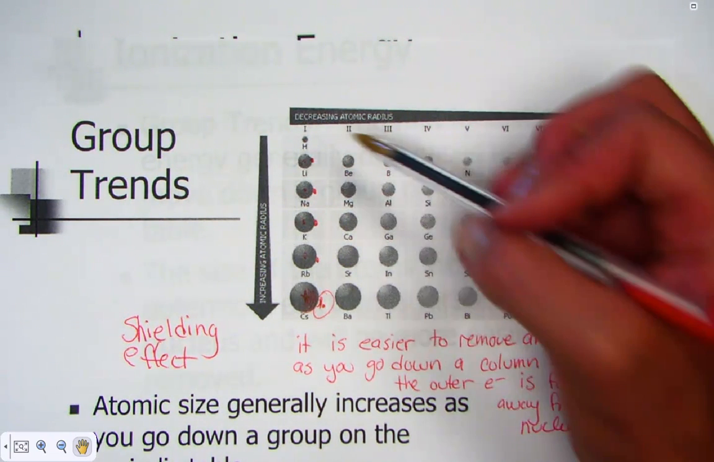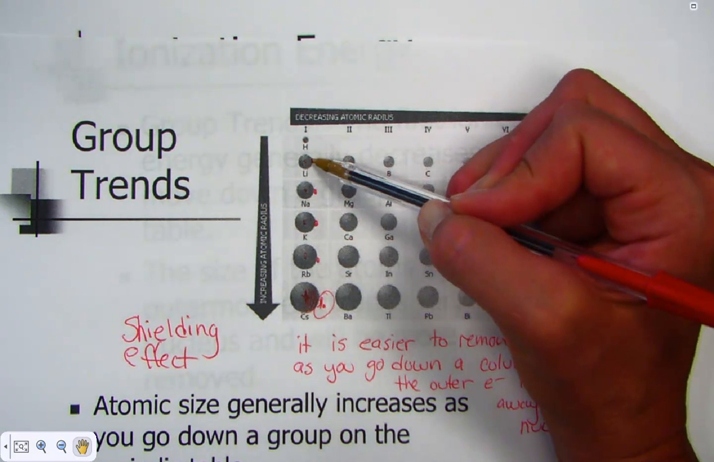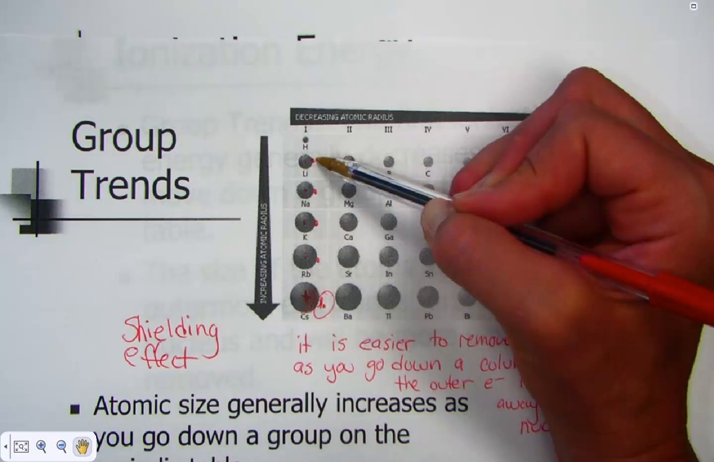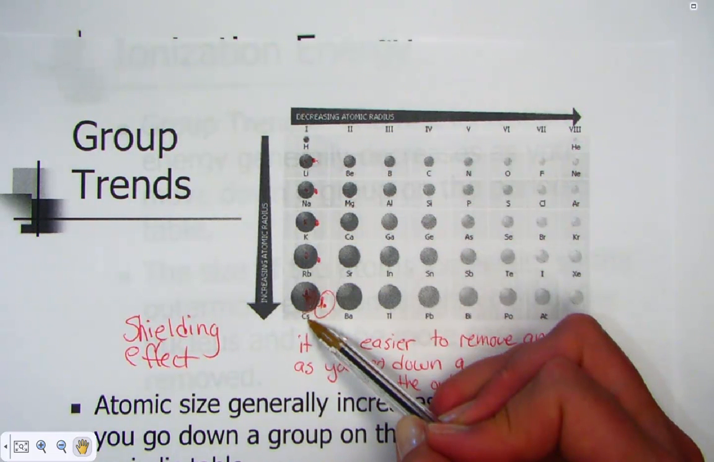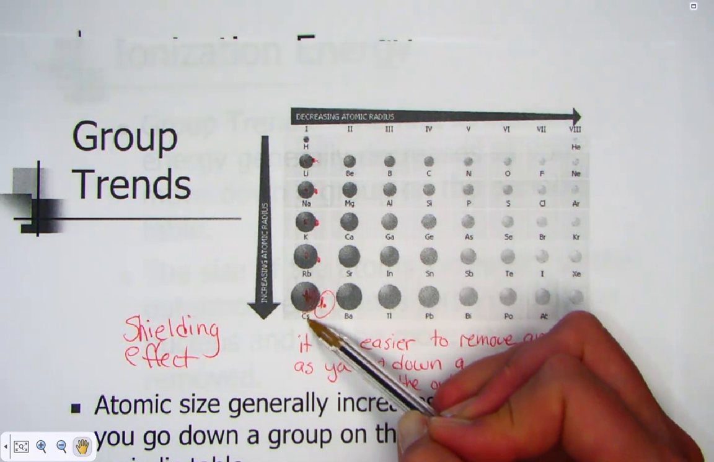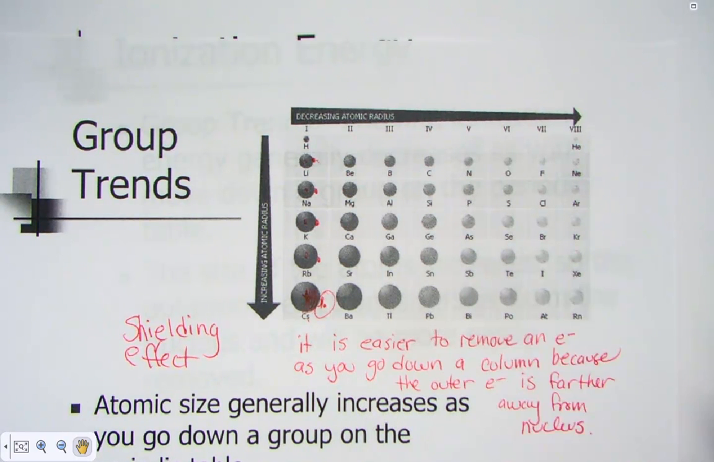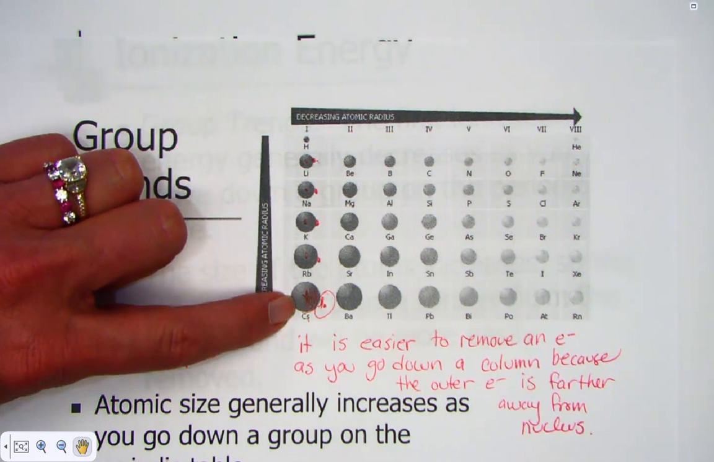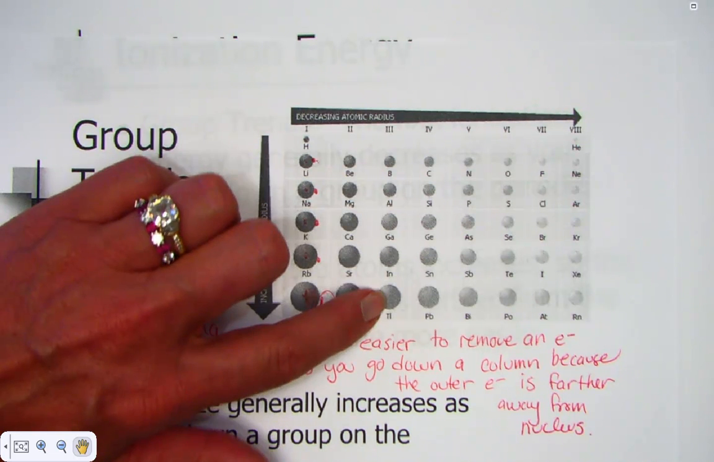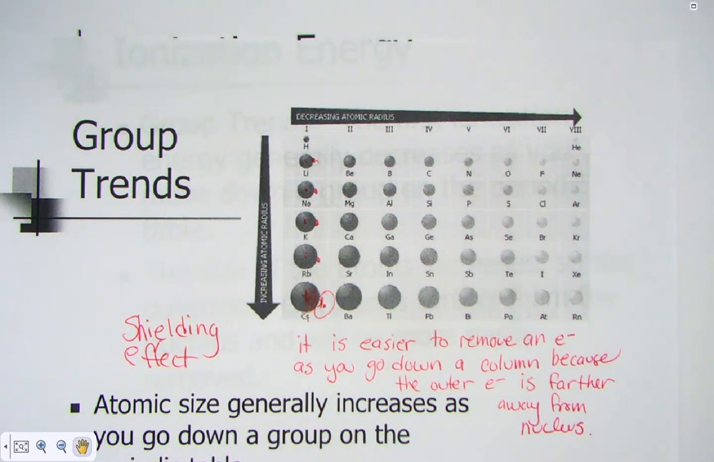The shielding effect. Lithium's outer electron is much closer to the nucleus. It has very low shielding effect. Cesium's outermost electron is much more shielded from the nucleus, therefore easily ripped off. Ionization energy decreases as you go down a group. That's the same for any group. Because the electrons get farther and farther away from the nucleus, they're more shielded from the effective nuclear charge and therefore much more readily removed.